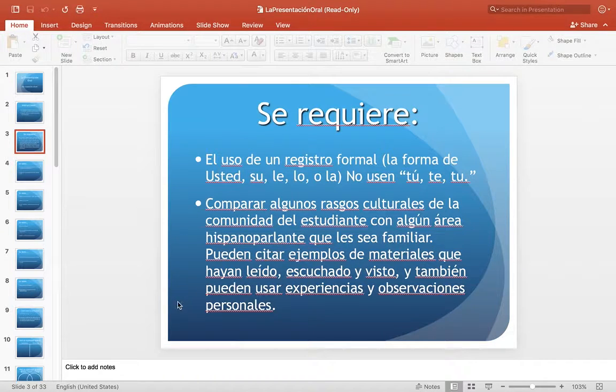Here it talks about the basic instructions, which says compare some cultural traits of the community of the student with some area of a Spanish-speaking country with which you are familiar. You may cite examples from materials that you have read, heard, or seen, and you can also use experience and personal observations. In this case, we're just using what we saw in the video yesterday compared with what you've seen or what you've heard about immigration in the United States.